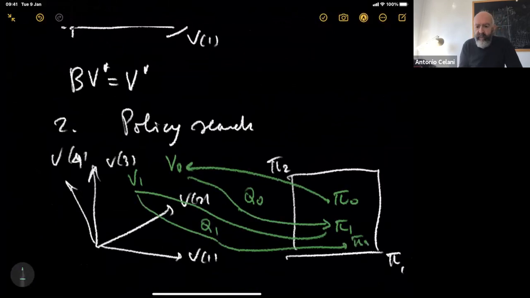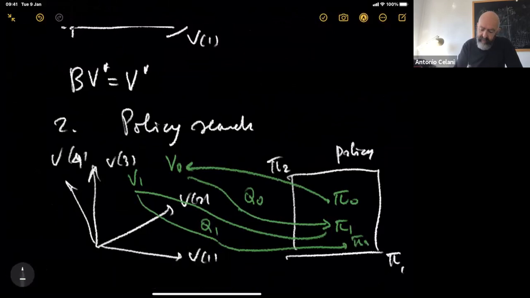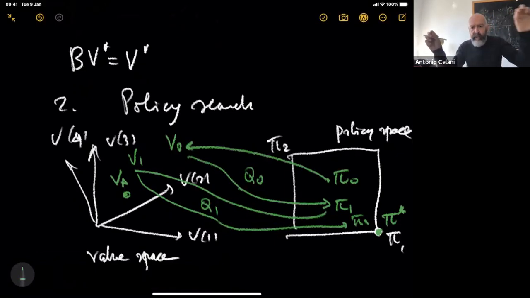And this going back and forth between the policy space and value space will eventually lead you down here to your optimal policy pi star, which will correspond to an optimal value V star. Okay, so you go back and forth like in a table tennis game. Eventually, this procedure stabilizes between the optimal value on the left and the optimal policy on the right.